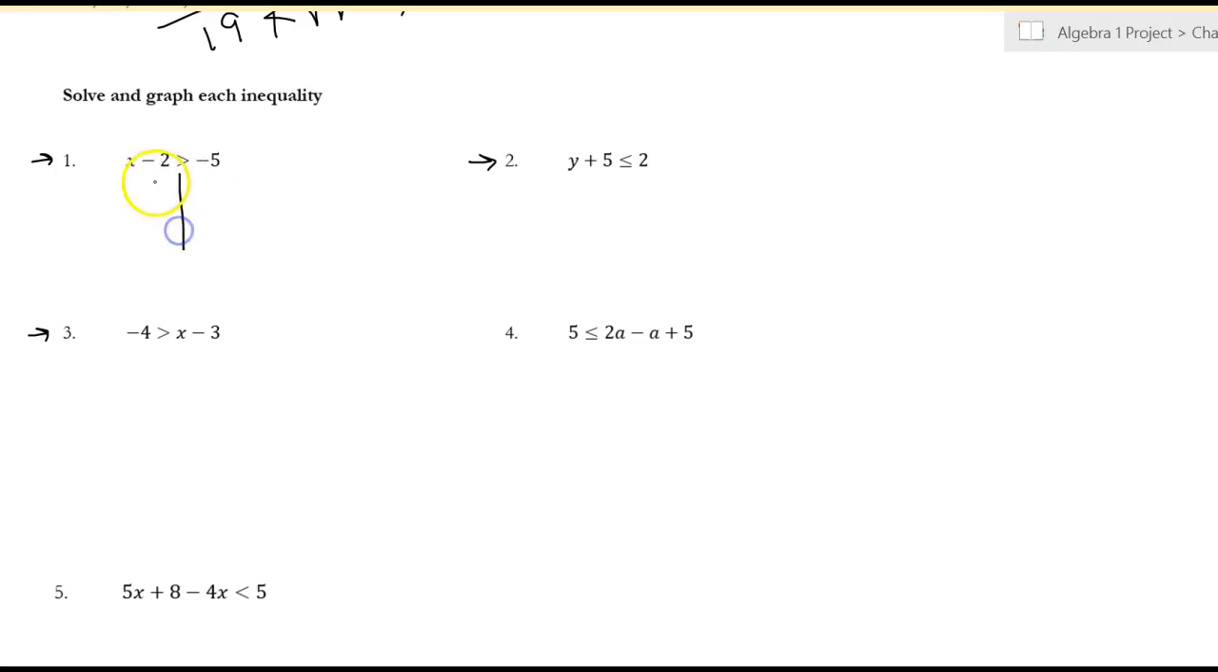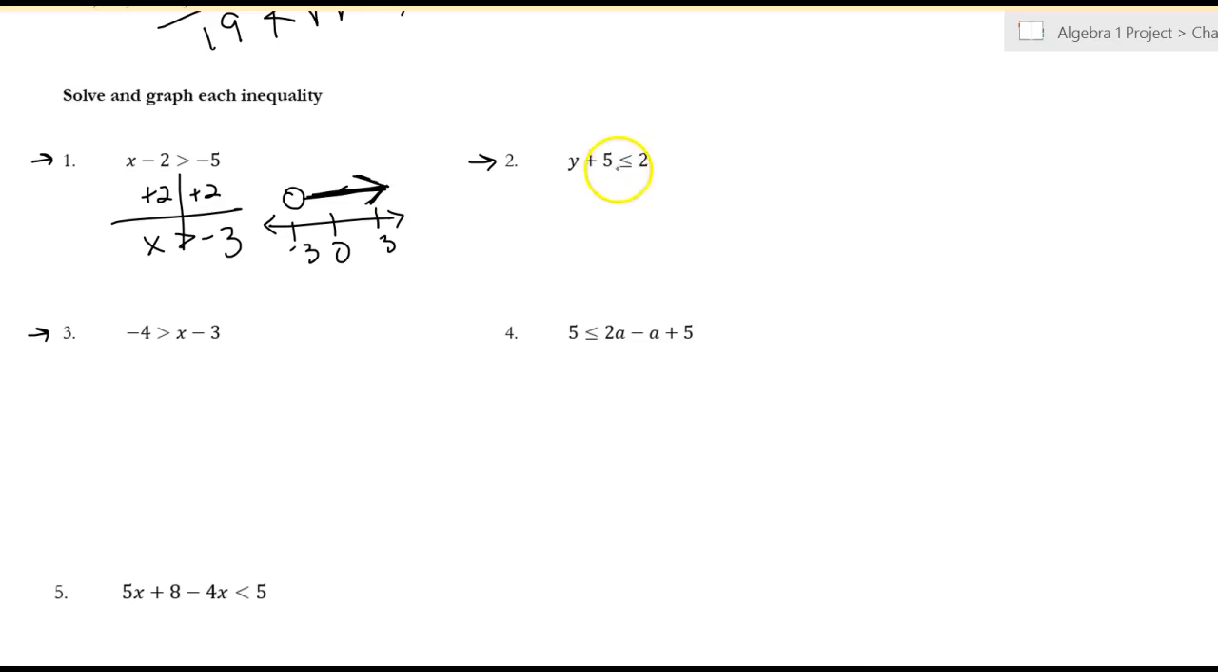Okay, so here you should have gotten rid of a -2 by adding 2 on both sides. So I get x is greater than -3. Now when I graph it, -3 is an open circle, and x is going to the right because x is bigger than it. It's greater than it.